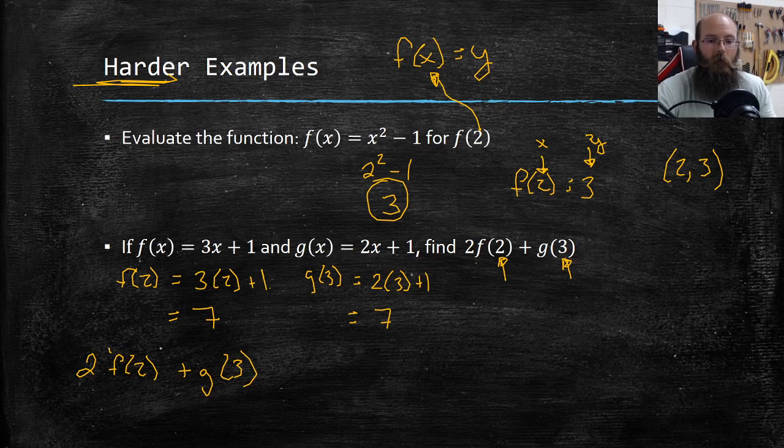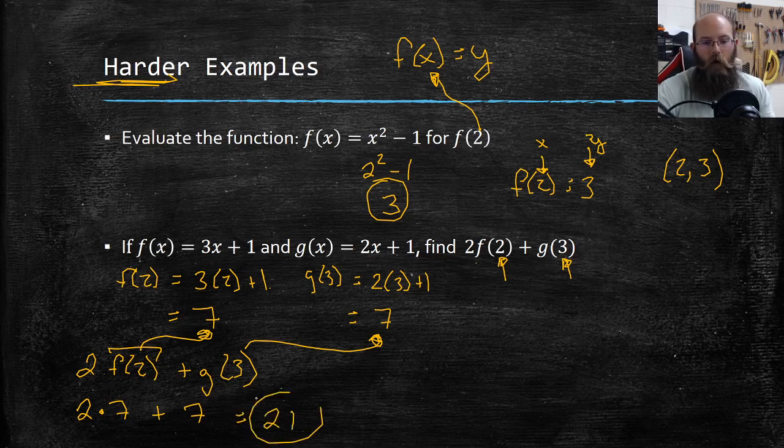I know what f of 2 is, right? It's the 7 right here. So that's going to be 2 times 7 plus g of 3. I know what g of 3 is. g of 3 is this 7. What is 2 times 7? 14 plus 7 gets me 21. So all of that just comes out to a nice pretty 21.